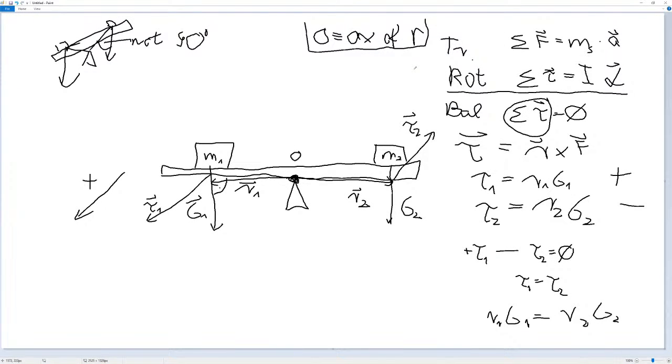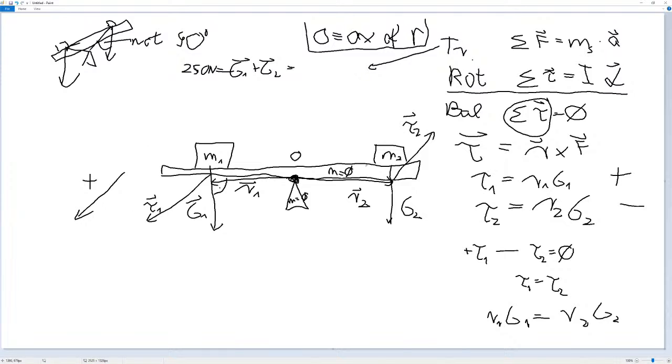All right, let's go for the translation. Translation means the sum of the forces equals the mass of the system times a. What is the sum of the forces right now? G1 plus G2, which in the previous example is 250 Newton, equal, this is massless and this is massless.